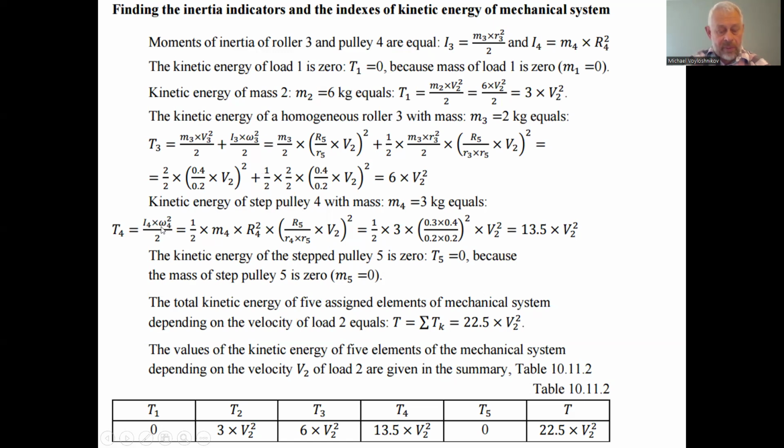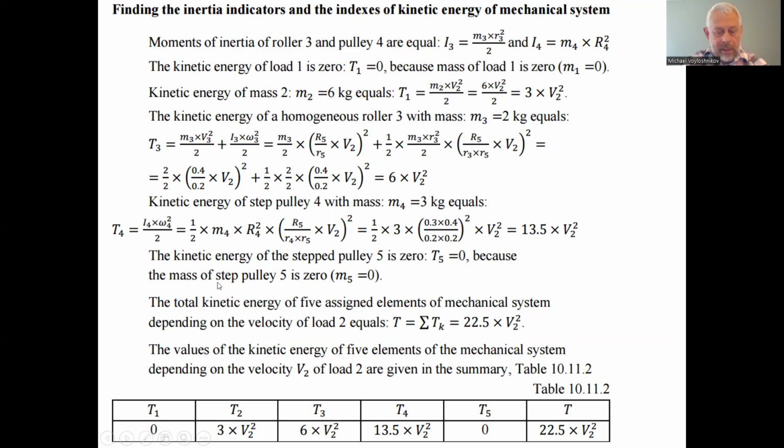But angular velocity omega 4 is defined by the translational velocity of the second load, which we have to find. This is when we set the radius and everything else, the mass, etc. And we will have that the kinetic energy of the fourth pulley, rotating, not moving translationally, is 13.5 multiplied by the velocity of the second load, because we defined the motion of this rotating pulley by the translational velocity of the second load.